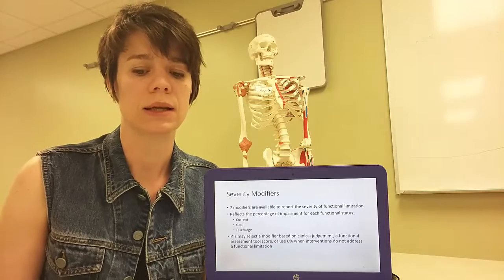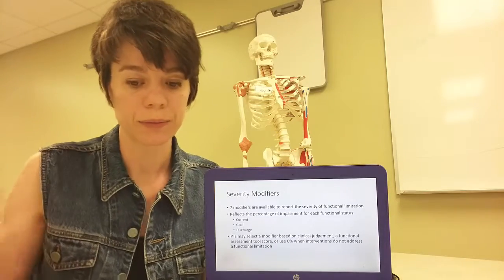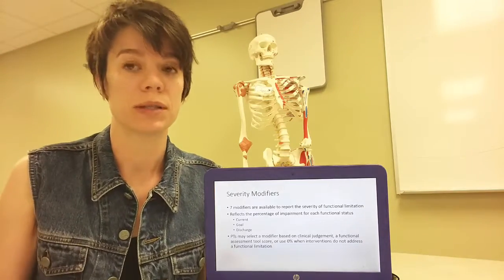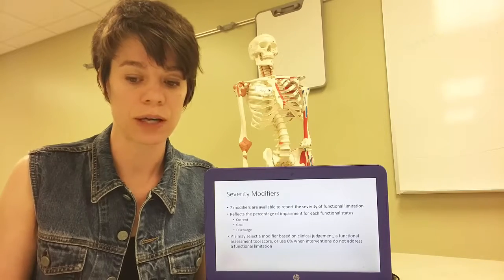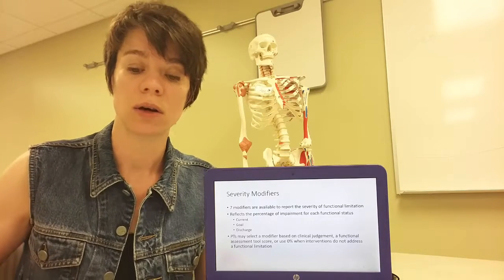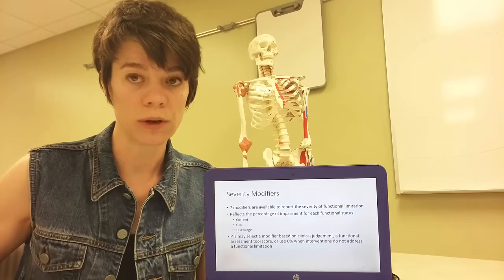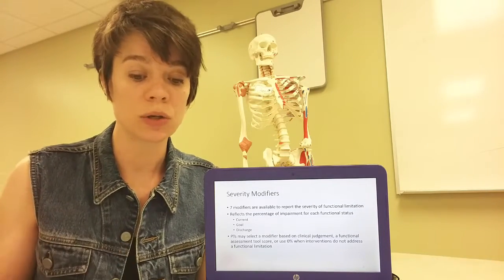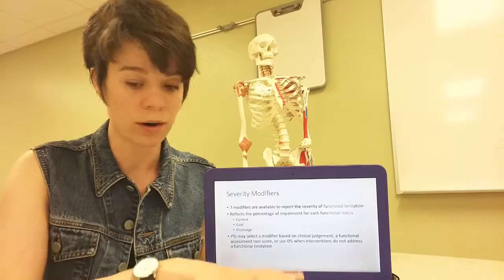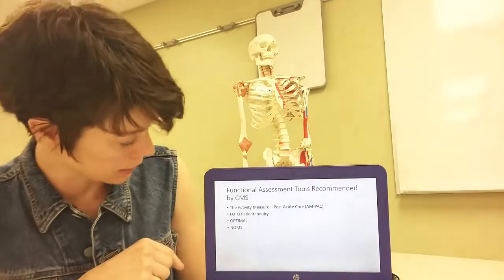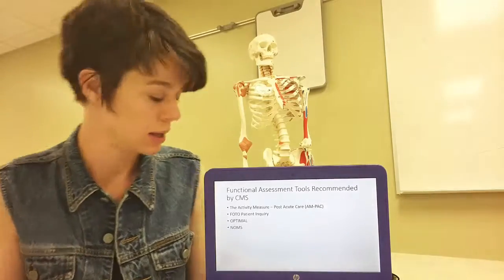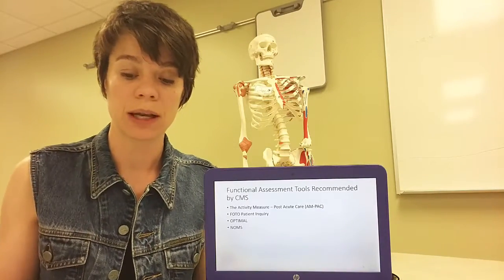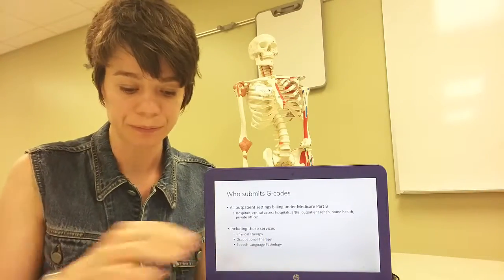G codes must include a severity modifier. These reflect the percentage of impairment for each functional status, including current functional status, goal functional status, and discharge functional status. You can use your clinical judgment or an assessment tool. Here's a list recommended by the CMS that can help determine the percentage of impairment.